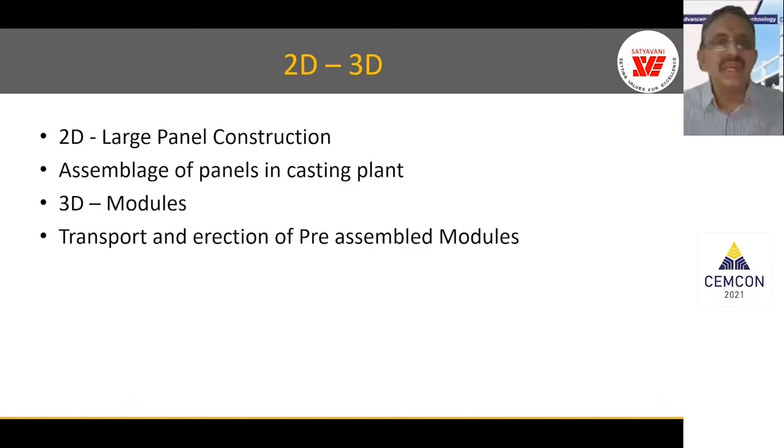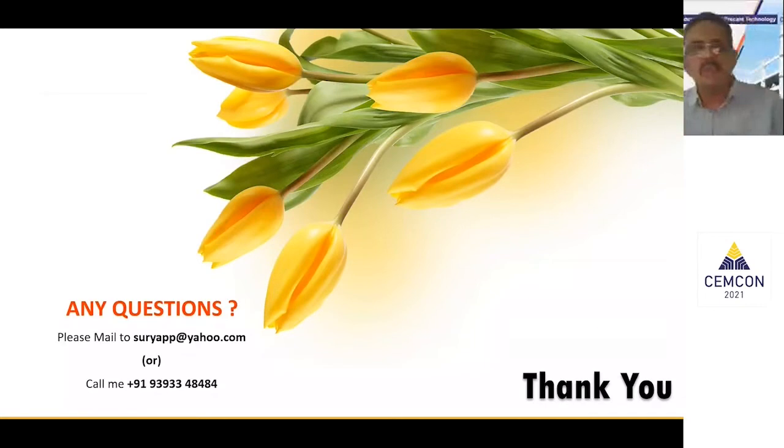Next is 2D to 3D. That means we cast 2D large components, the assembling of the unit is done in the plant itself, and we transport the 3D house. This is already happening in India. We have vendors in Bangalore, we have vendors in Coimbatore, and already some projects are completed with the 2D to 3D method, with transport and erection of pre-assembled modules. So this is what I wanted to share.